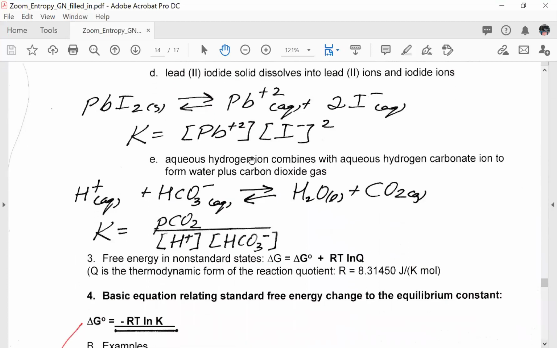So one more. Aqueous hydrogen ion combines with aqueous hydrogen carbonate ion to form water plus carbon dioxide gas. So here's the hydrogen ion, hydrogen carbonate ion in equilibrium with water and carbon dioxide gas. So partial pressure of the CO2. Water is a liquid. It does not appear in our expression. H plus, and then the HCO3 minus.